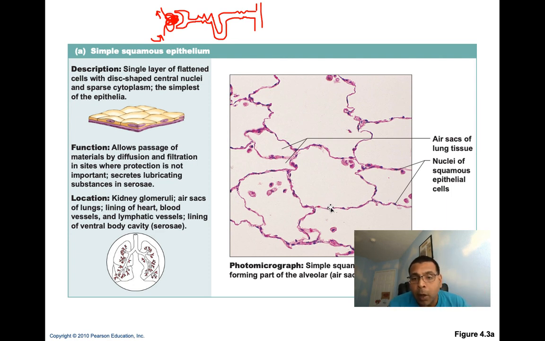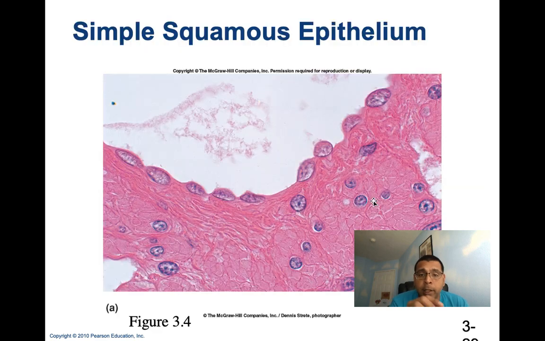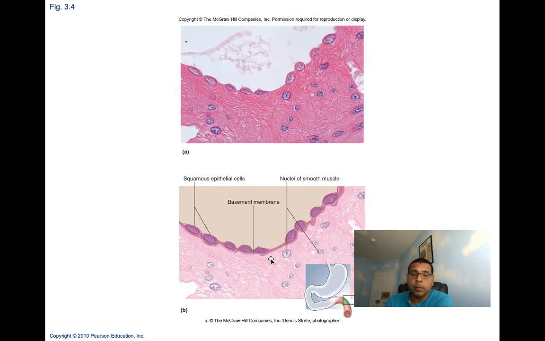So here you can see basically just one single layer of cells. Here you can see the same thing: simple squamous epithelium, another simple squamous epithelial cell, and another, and another. Simple squamous, simple squamous, simple squamous. All connective tissue underneath here, providing support, as we mentioned. So you can see the apical surface would be right up here and the basal surface would be down there.